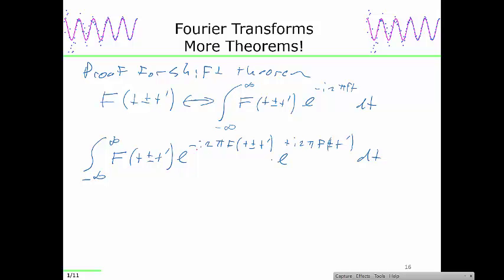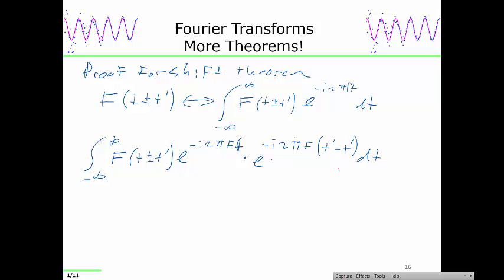I'm going to write this instead another way. I'm going to keep this as that, and I'm going to multiply this by e to the negative i 2 pi f t prime minus t prime, which is 0, right? And e to the i 0, e to the 0 is 1. So I'm really just multiplying this function by 1.